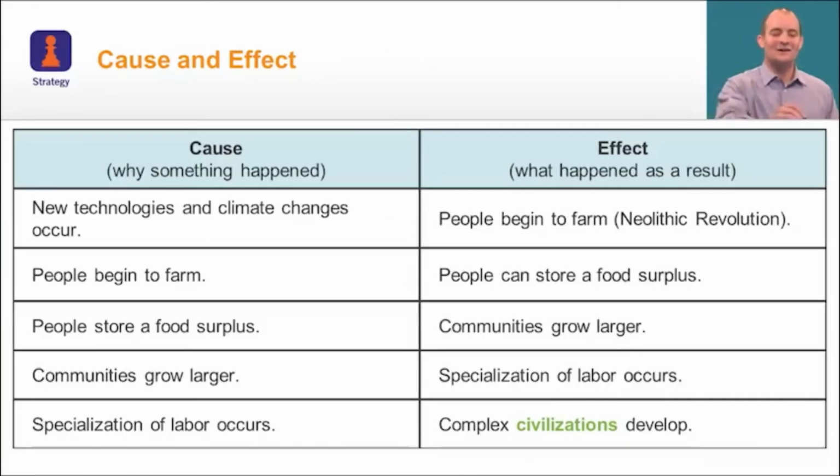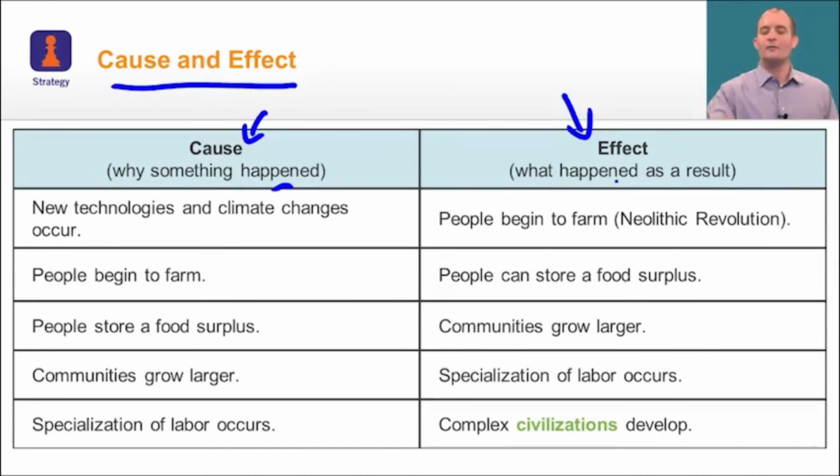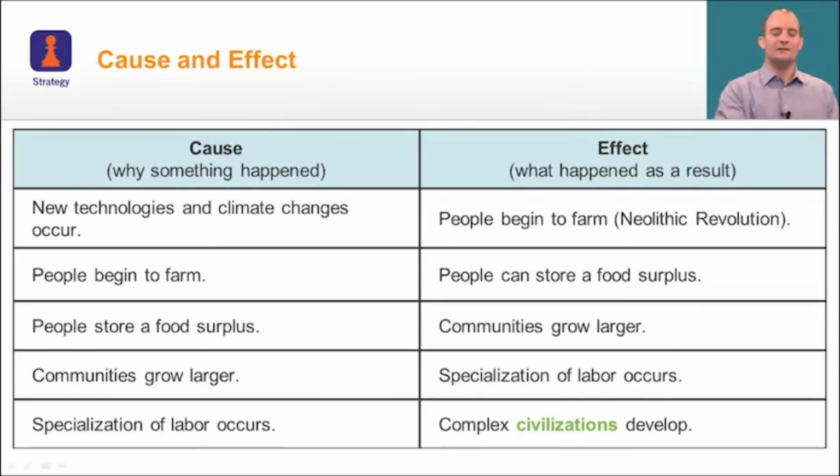Now let's take a look at cause and effect, and this will really help you understand how all of these things that are happening and what they did and how they led to something else. What was the cause and effect? So on the left, you have the causes of why something happened, and on the right, you have the effect of what happened as a result. So follow along with me. New technologies and climate changes occurred. The effect of that is that people began to farm, starting the Neolithic Revolution.